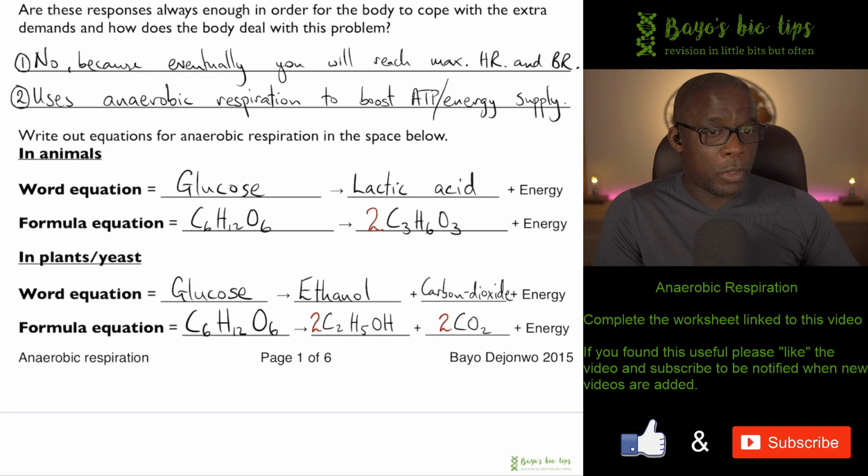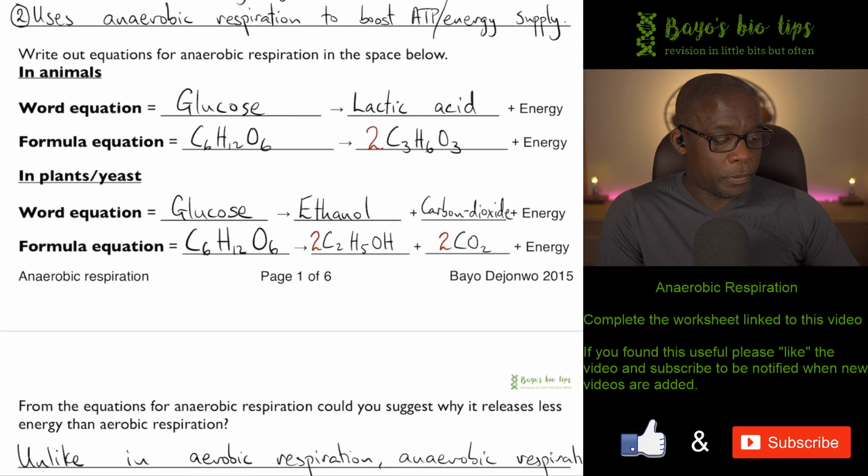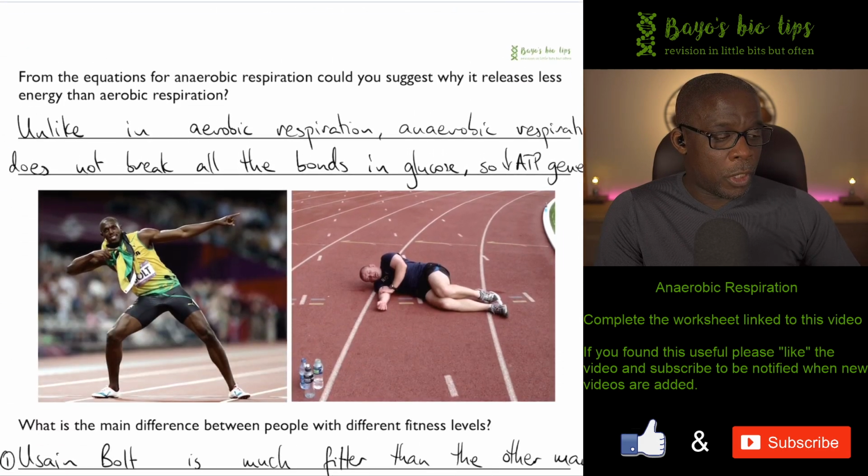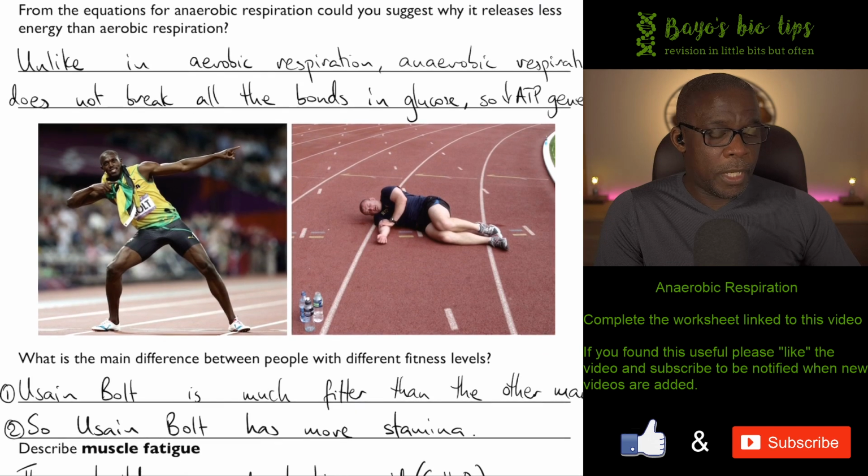And that is also why you end up with carbon dioxide, because the ethanol leaves a shortfall of some of the elements involved, and so you end up with carbon dioxide. So let's have a look on the next page.